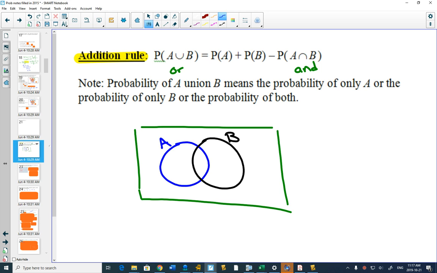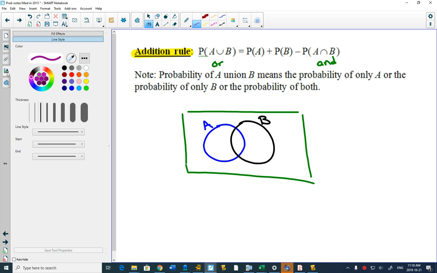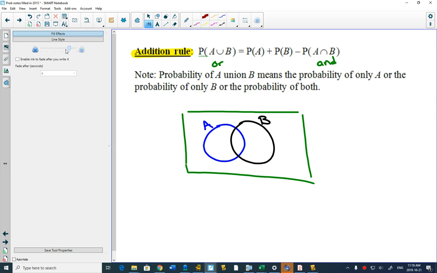I'm going to design a pen specifically to help you understand this. Let's go this thickness and that transparency. Perfect. So probability of A and B. According to the formula, it says add the probability of A. So I'm going to color this in with this beautiful new semi-transparent mauve pen that I've just created. There's a probability of A.